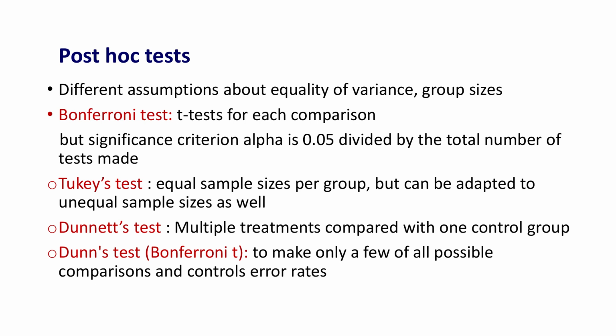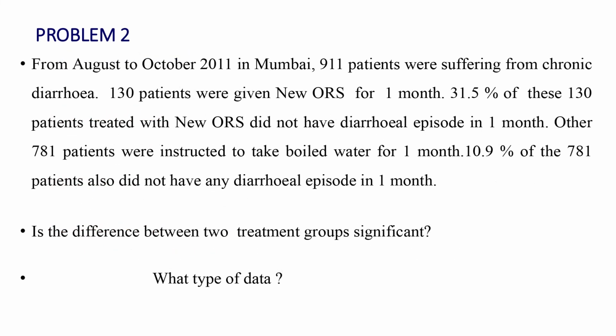Let us take another example. From August to October 2011 in Mumbai, 911 patients were suffering from chronic diarrhea. 130 patients were given new ORS, oral rehydration solution, for 1 month. 31.5% of these 130 patients treated with new ORS did not have a diarrheal episode in 1 month. Other 781 patients were instructed to take boiled water for 1 month, and 10.9% of the 781 patients also did not have any diarrheal episode in 1 month.